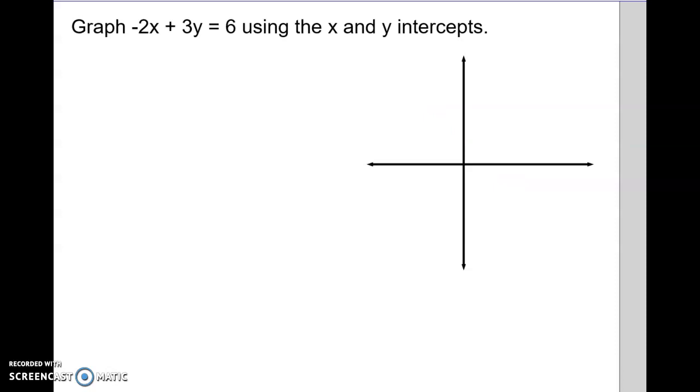Okay, so the way I do it is to say, okay, to find a y-intercept, that's going to happen when x is 0. So I just go like this and say, okay, let's make x 0 and figure out what is y.